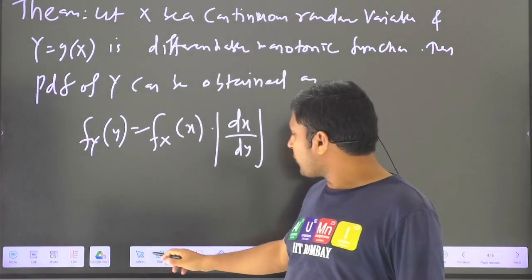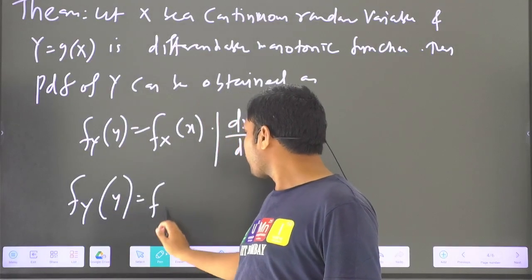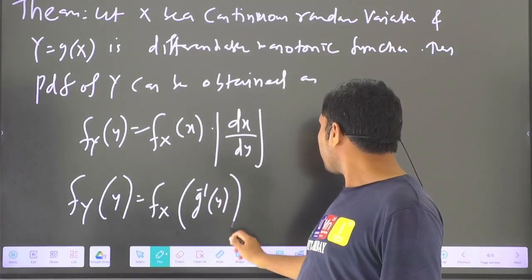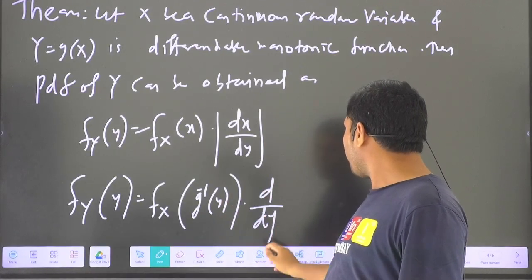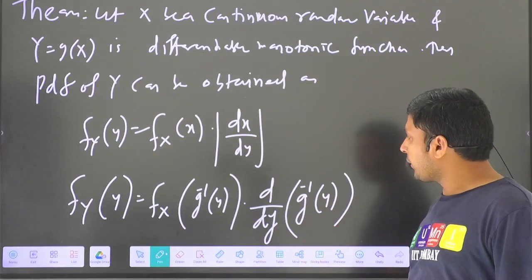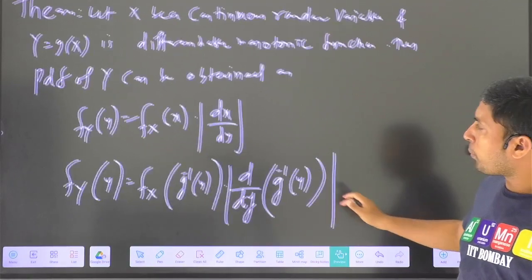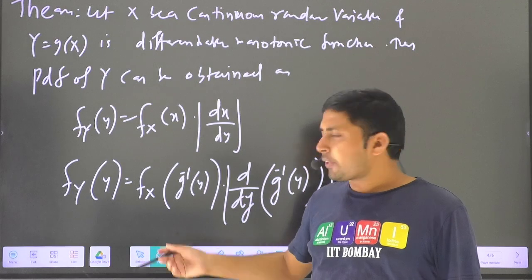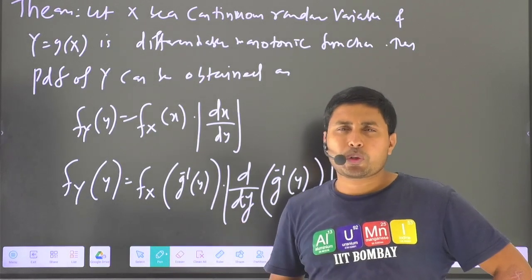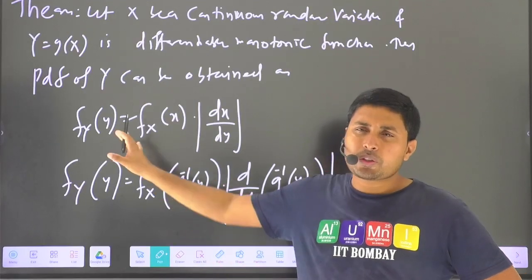You can further simplify it. So this will reduce to f_X(g inverse y) and d/dy of g inverse y, and that modulus. So this is the way you can obtain the PDF of, for example, y is x square and the support of x is positive, then x square will be monotonic over the support of x. In that case you can find the PDF of y using this formula.